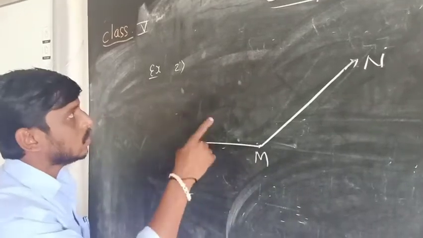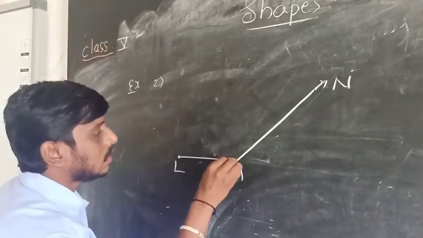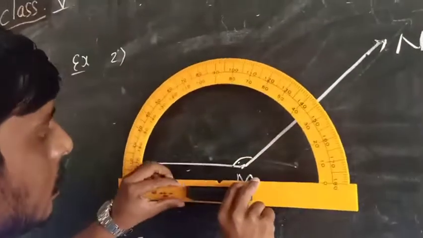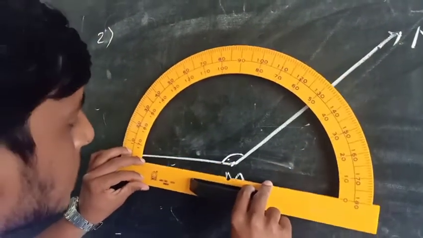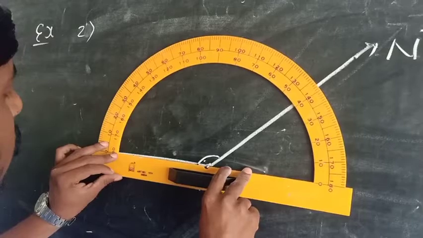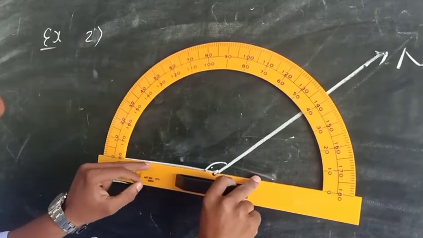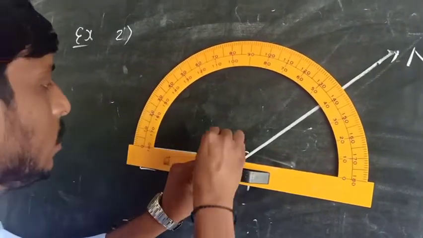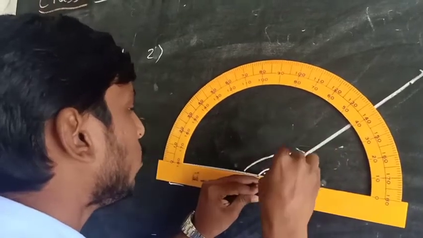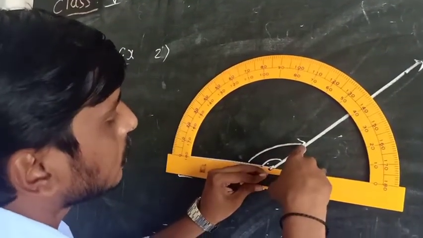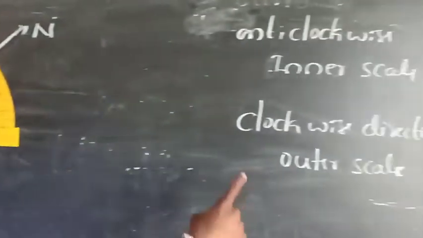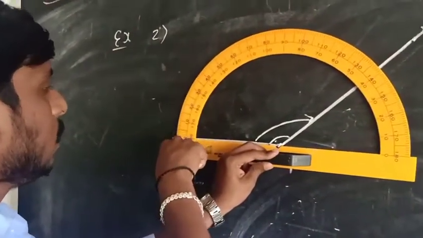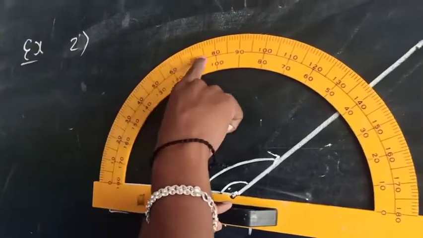Okay students, here is one more example. So what is this angle? L, M, N. How to measure this angle? The procedure is the same: keep the central point on the vertex M and check that the baseline and the initial ray overlap together. Next, see, the angle moves in this direction. Is it clockwise or anti-clockwise? This is a clockwise direction. If it is a clockwise direction, take the outer scale. So on the outer scale 0, 10, 20, and so on up to here.